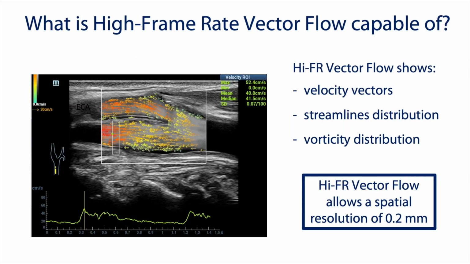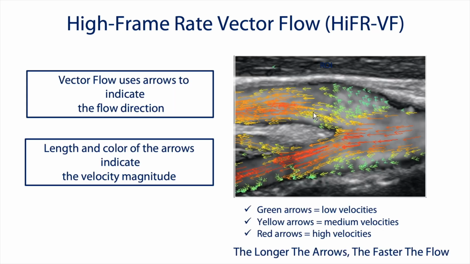What is high frame rate vector flow capable of? Vector flow shows all velocity vectors in a selected region of interest and highlights streamline and vorticity distribution, allowing a spatial resolution of 0.2 mm. As you can see in the picture on the right, it uses arrows to indicate the flow direction. In addition, the length and color provide information on the velocity magnitude. Different color maps are available. The most frequently used codes the different velocities as indicated in the slide. In any case, keep in mind that the longer the arrows, the faster the flow.